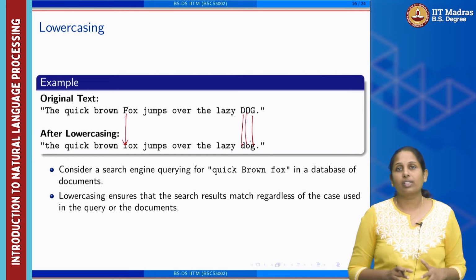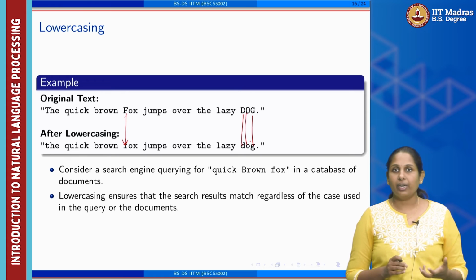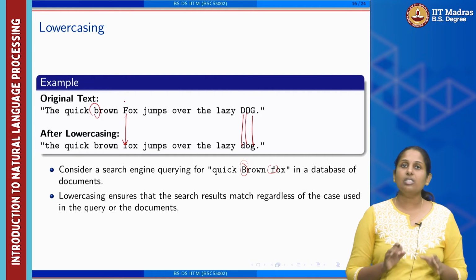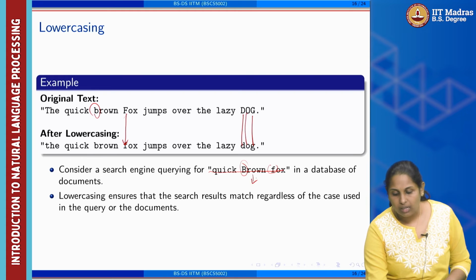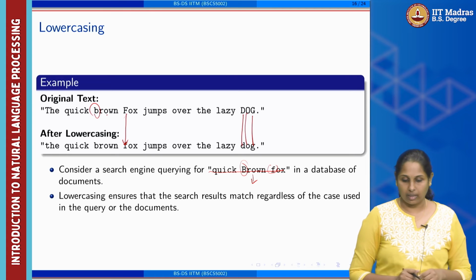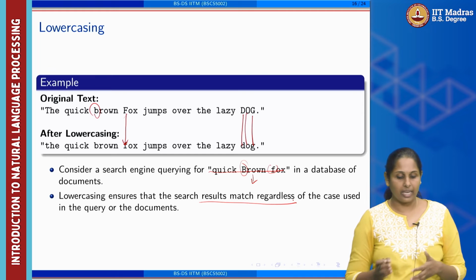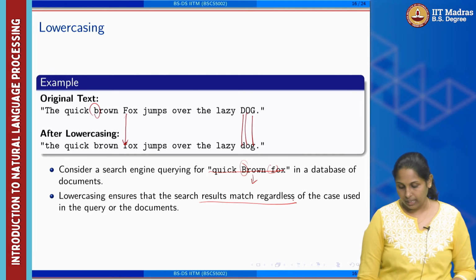Because when we are working with a search engine, so we are querying for quick brown fox, but in a database there is no B with capital letter and no F with a small letter. Now, this will create a problem. When we are querying, again we need to have a lowercasing. Similarly, when you are retrieving, we want to make sure that the text is in lowercase. This ensures the search results better match regardless of the case used in any of the documents. So, this is also one of the pre-processing techniques. People use it massively for different kinds of NLP techniques.